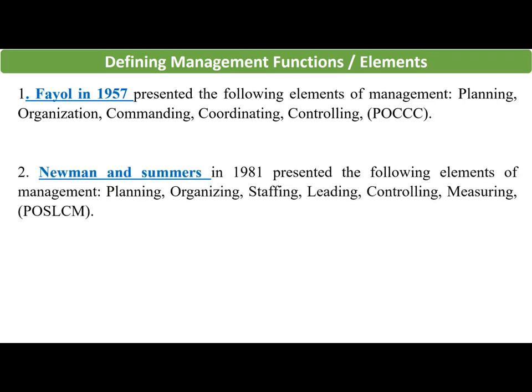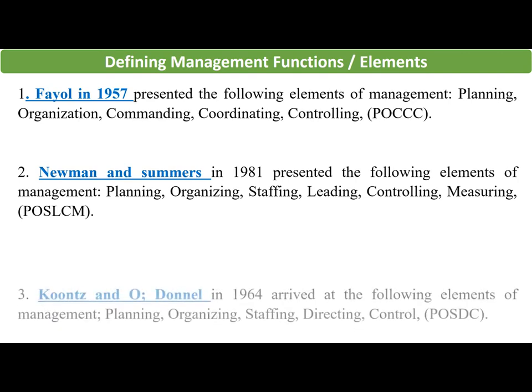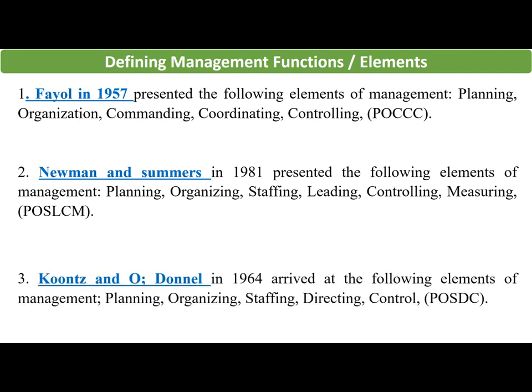The second one, Newman and Summers in 1981, presented the following elements of management: planning, organizing, staffing, leading, controlling, measuring, and we can represent it with the code POSLCM. Then Coates and O'Daniel in 1964 arrived at the following elements: planning, organizing, staffing, directing, and control. That is represented with the code POSDC.